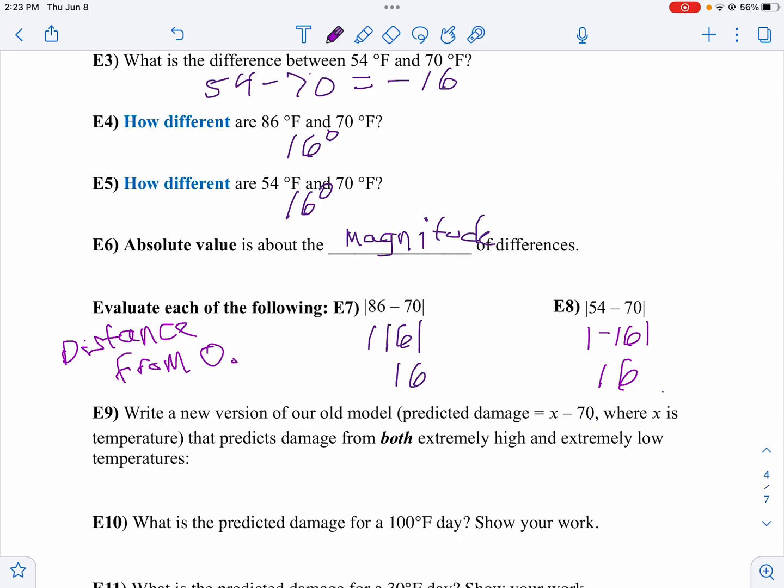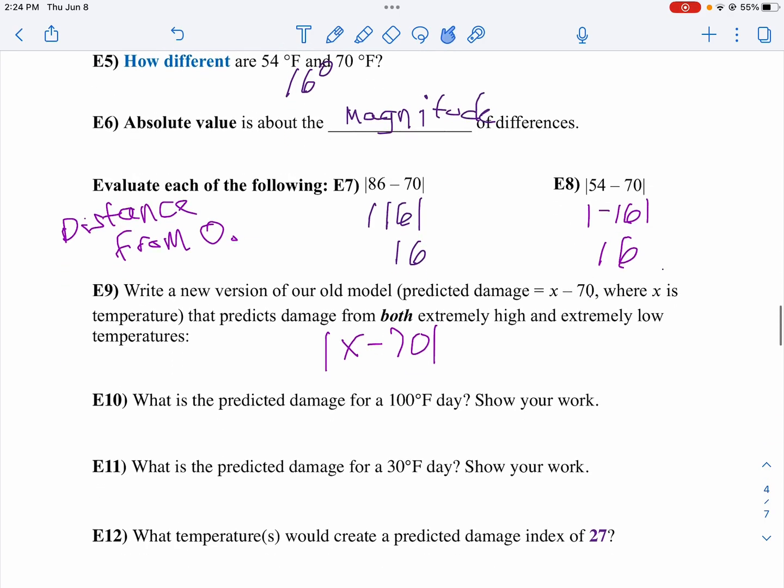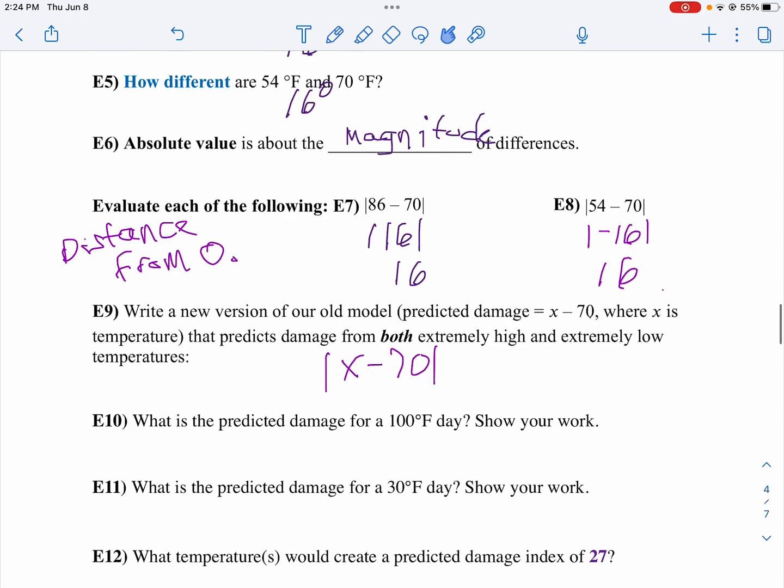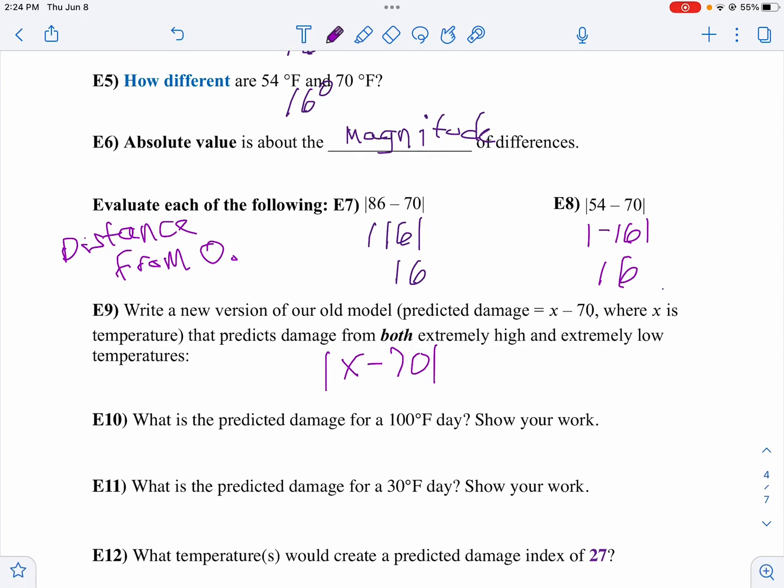Now we're going to write a new model. Rather than just taking x minus 70, we're going to take the absolute value of x minus 70. So now, what's the predicted damage on a 100-degree day? Well, I'm going to do the absolute value of 100 minus 70. That's the absolute value of 30, which is 30.